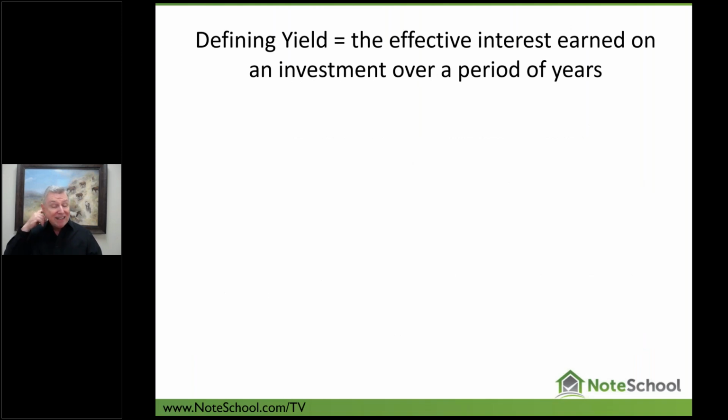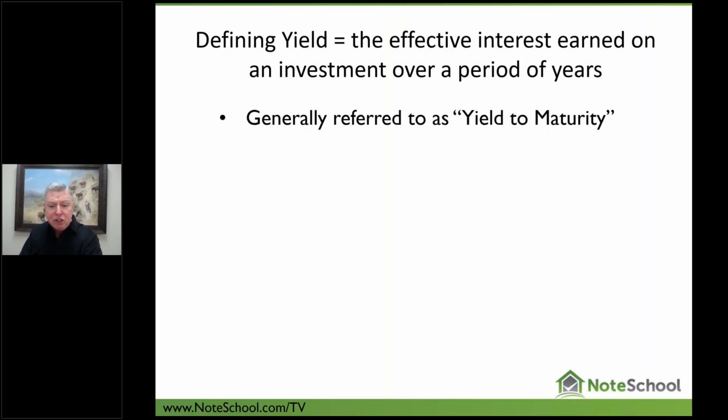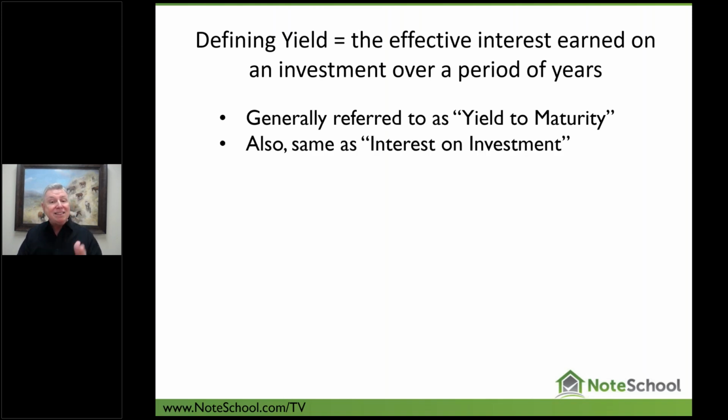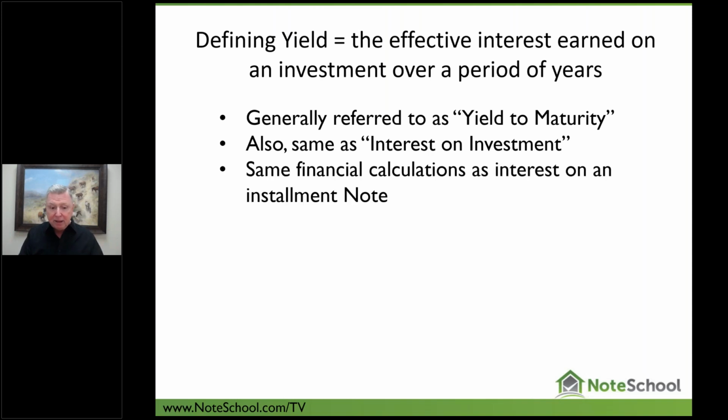So defining yield, remember, I come from the note world where people are buying or calculating longer term investments. It's the effective interest earned on investment over a period of years. It's generally referred to as yield to maturity, right? It's also known as interest on investment. That relates because if I earn interest on a CD or on a bond, that's the interest on my investment. Is it a yield? Yes, it's really the same thing, right?